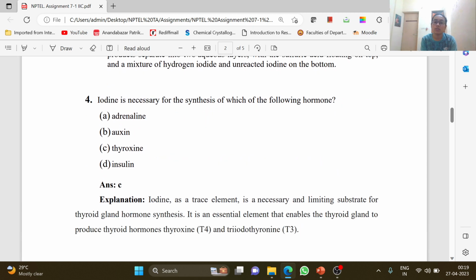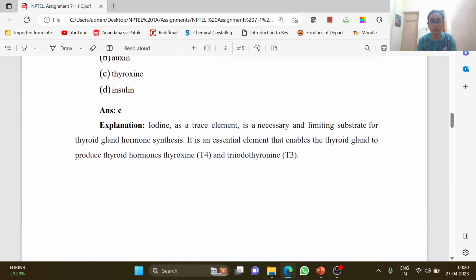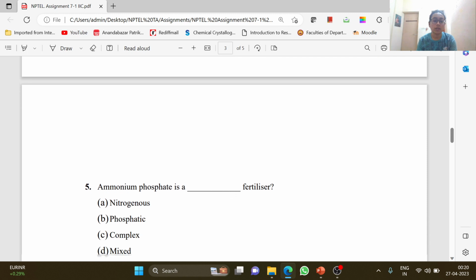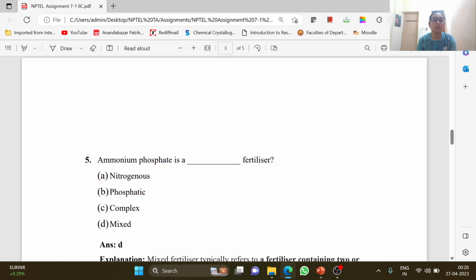Iodine is necessary for the synthesis of which of the following hormones? Adrenaline, auxin, thyroxine, and insulin. The correct answer will be thyroxine. As we all know, iodine is a trace element present in our body and it is a necessary and limiting substrate for thyroid gland hormone synthesis. It is an essential element that enables the thyroid gland to produce thyroid hormones like thyroxine and triiodothyronine.